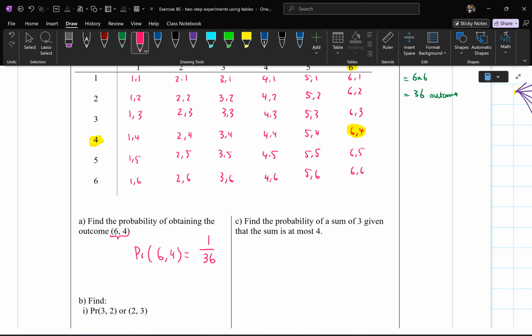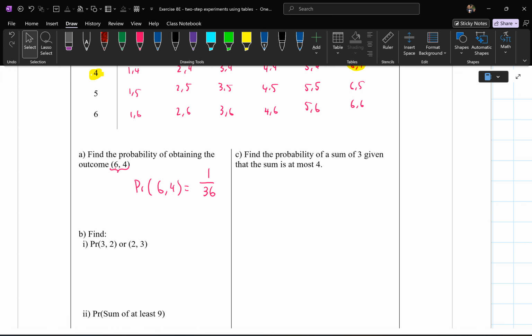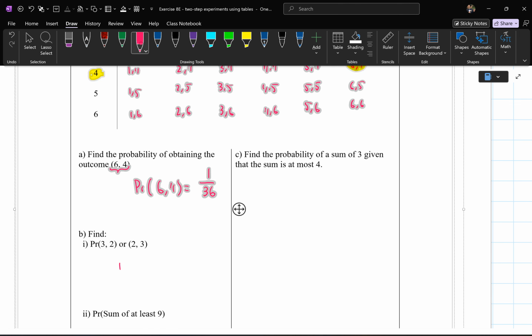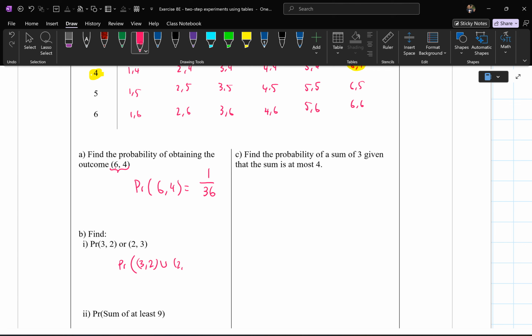All right, let's do the next one. Notice this one now says find the probability of (3, 2) or (2, 3). That's an example where the order didn't matter. In this case, you either get a 3 first, then a 2, or you get a 2, then a 3. So what would the probability be of getting a 3 first, then a 2, or, which means union, 2, then a 3?